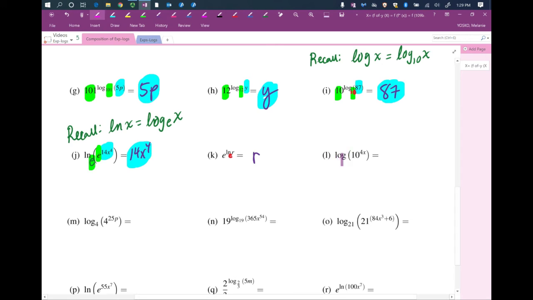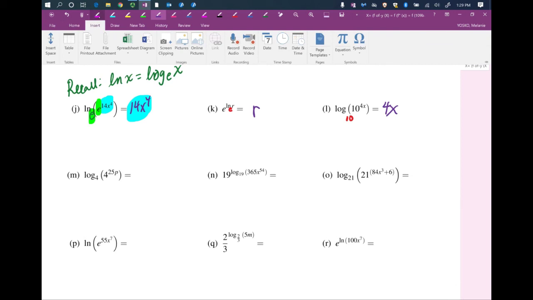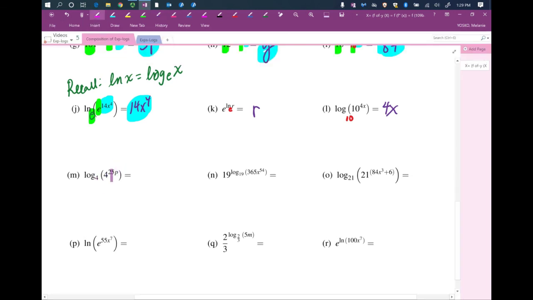For this one, we have log. Again, there's no base, so we know the base is 10. Log base 10 of 10 to the 4x. The answer is 4x. Hopefully this is starting to make sense and a whole lot of fun. So m, log base 4 of 4 to the 25p, base of the exponential and the logarithm are the same, so the answer is 25p.